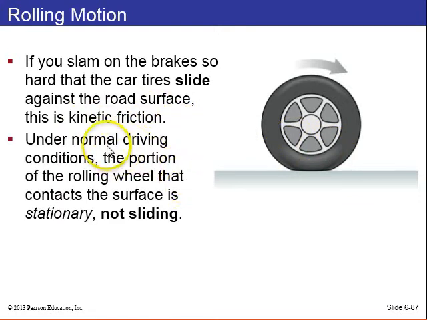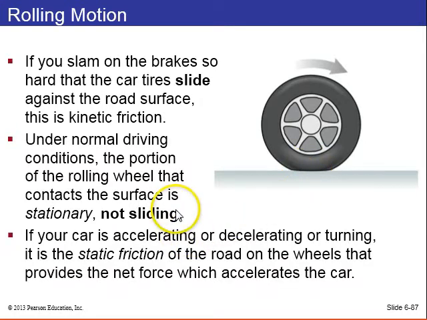But under normal driving conditions, the portion of the rolling wheel that contacts the surface is actually stationary. It's not sliding along. So as the wheel turns, this part of the tread gets laid down on the pavement, and this part of the tread gets picked up. But the part of the tread that's just touching the surface is actually not moving for just an instant. And it's certainly not sliding.